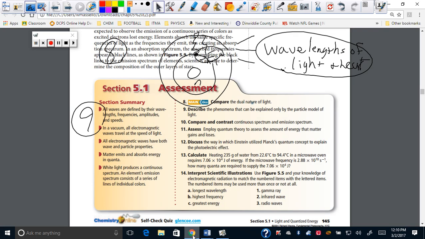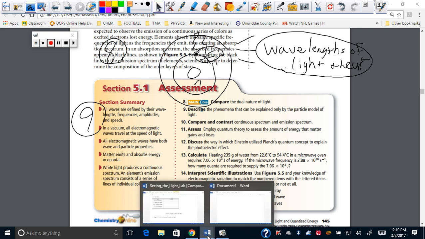Question number nine. Describe the phenomena that can be explained by the particle model of light. All right? So that is basically the same question we just answered.